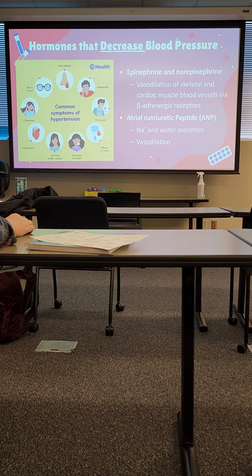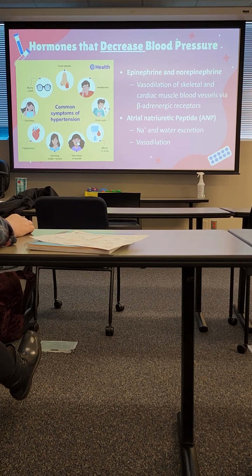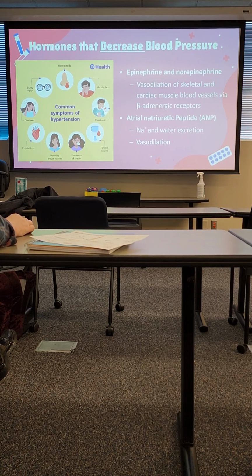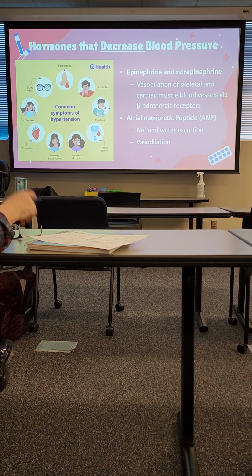And then also the atrial natriuretic peptide. Okay, so atrial natriuretic peptide. What that means is it's a peptide that basically forces sodium and water out, right? Because water follows salt. So the ANP, or atrial natriuretic peptide, is going to force sodium out, and then water follows. It's also going to help with vasodilation. It's going to open up our blood vessels. So, blood pressure too high, epinephrine and ANP are going to be released.